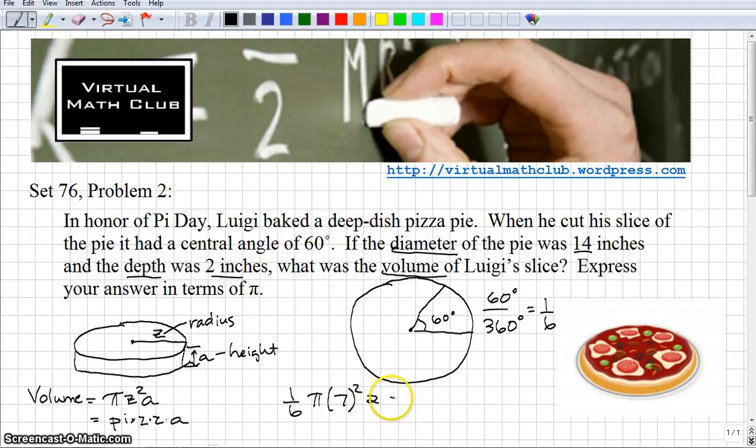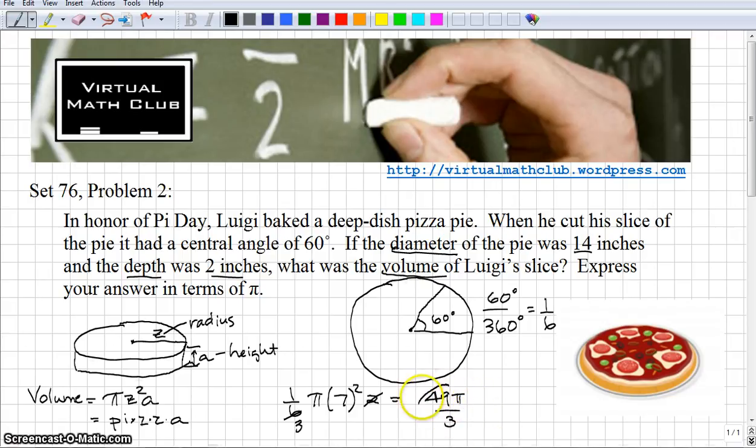That's all we need. We can just multiply that out. And it says we can express our answer in terms of pi, so we don't worry about multiplying by 3.14. We'll just write it in terms of pi. So we have 1/6 times 7 squared, which is 49, times 2. Let's cancel the 2 and make this a 3. And then we're left with 49 pi over 3. And that is the volume of Luigi's slice.